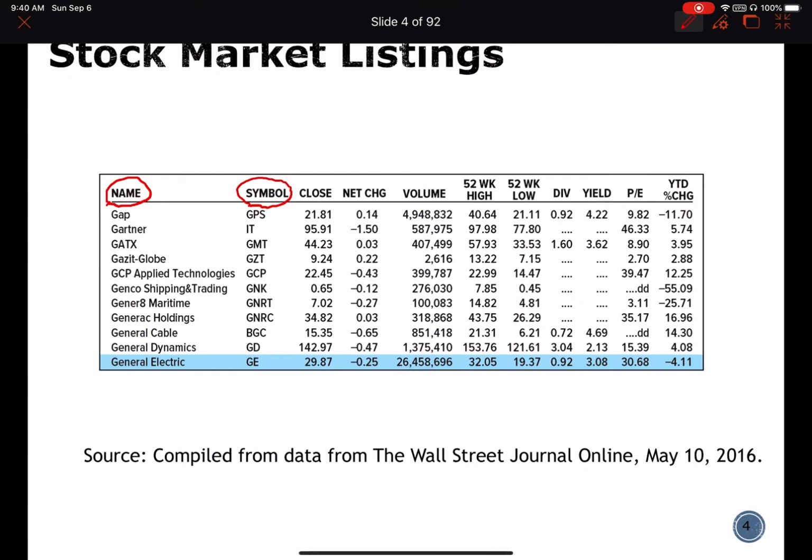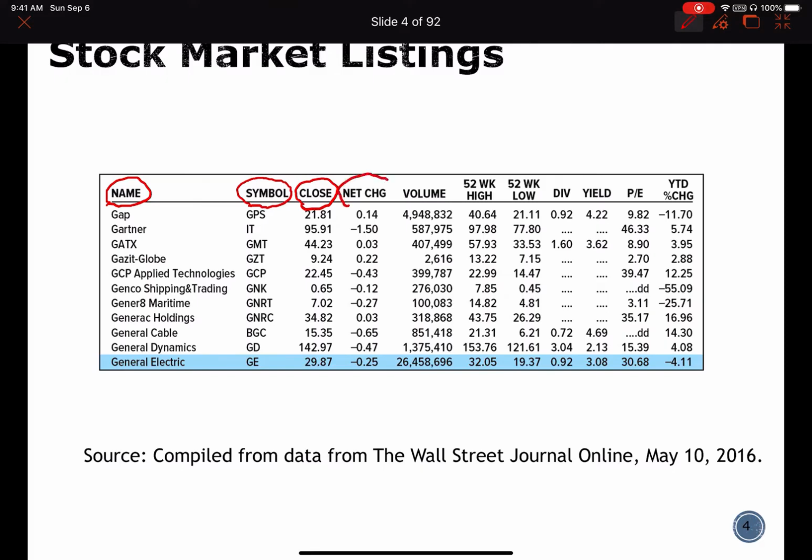Now, the third column has a name close. It's basically the close price of a certain stock. So what is a close? What is a close price? Well, it's basically the price of the stock before the market closes.